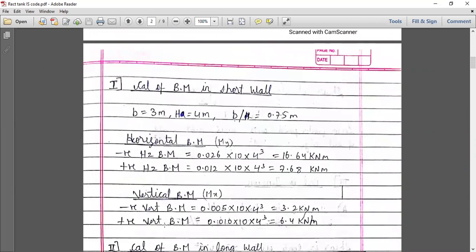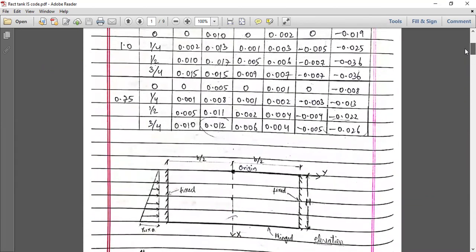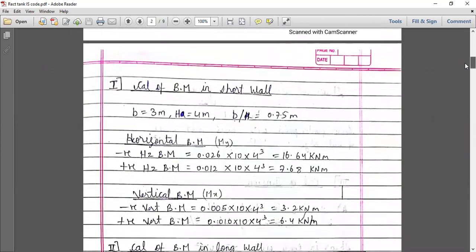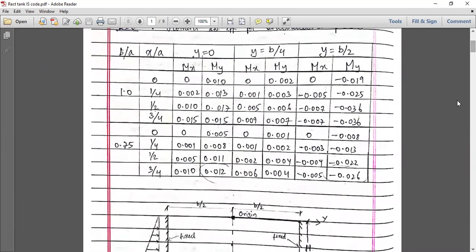एंड द मैक्सिमम पॉजिटिव बेंडिंग मोमेंट के लिए कोएफिशिएंट कितना है? 0.010. ठीक है, मैक्सिमम पॉजिटिव 0.010 ये है. ठीक है, अंडरस्टूड एवरीवन?